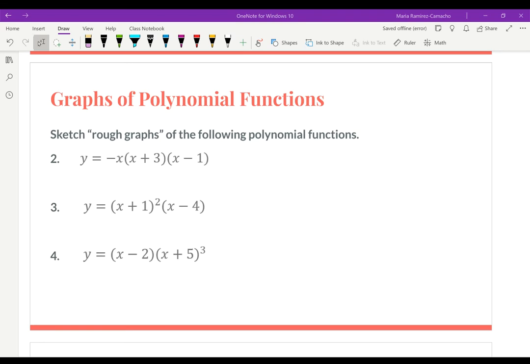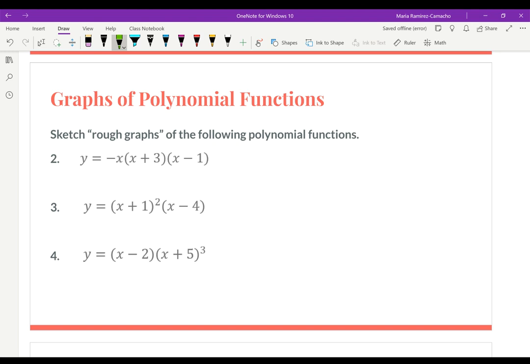For problems 2 through 4, we're going to sketch rough graphs of the following polynomial functions. What we're going to do is take the factored form equation to find the x-intercepts. We're going to plot the x-intercepts and use what else we know about the orientation and about repeated roots to draw a rough sketch. We did do this in lesson 8.1.2, so this is going to be pretty similar to that.